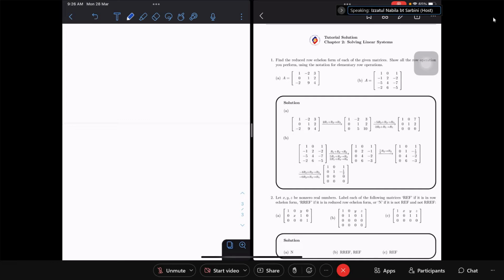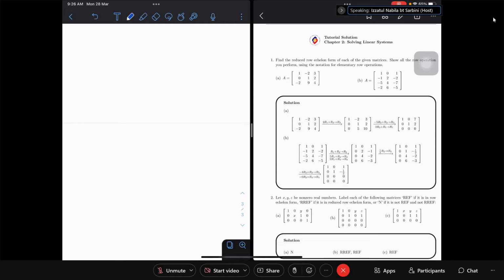Chapter 1 tadi kita cakap pasal inconsistent, consistent, and types of solutions, right? So now we learn how to solve the linear systems. And kat sini you will see how does the no solutions looks like, how does many solutions looks like, and how does unique solutions looks like when you solve a linear system. All right?